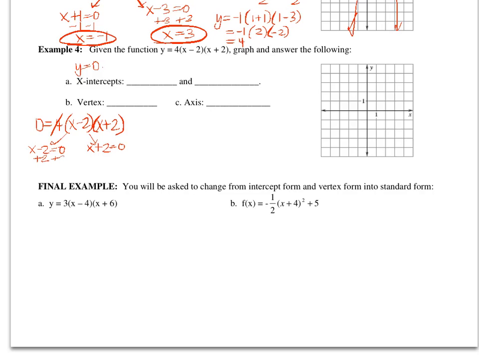When I solve each of those equations, I get that x is 2 and I get that x is negative 2. What that means then is I have intercepts at (2, 0), and I have intercepts at (negative 2, 0). So I can plot those, (negative 2, 0) and (2, 0). And we know the vertex should occur halfway between them.